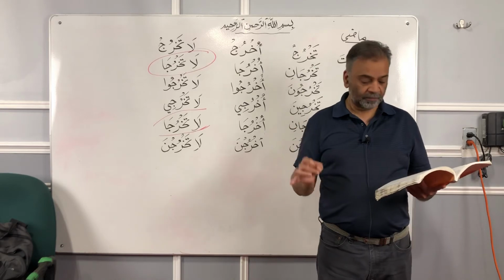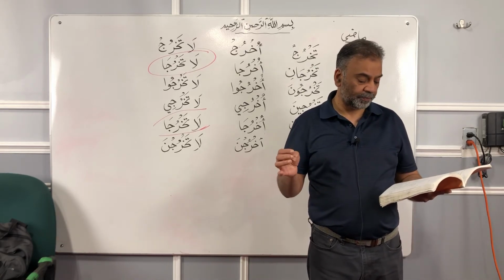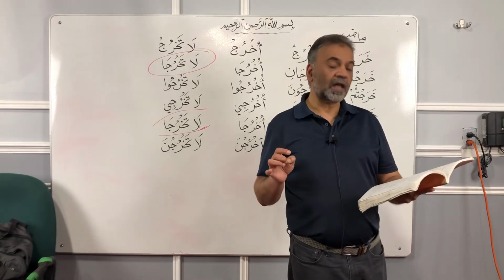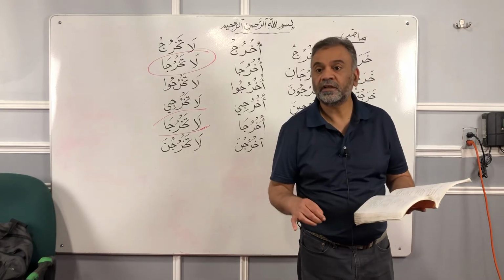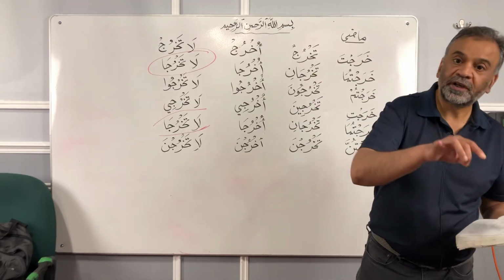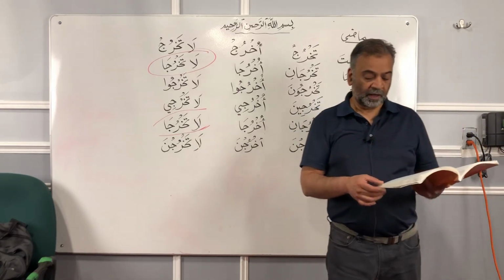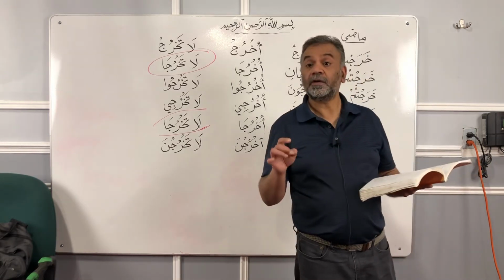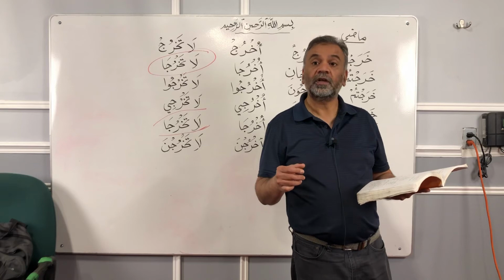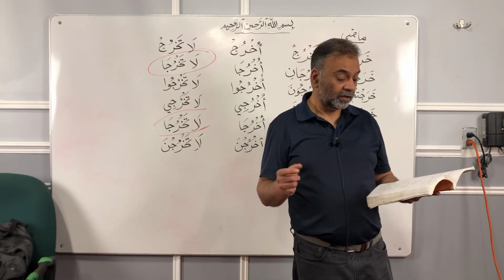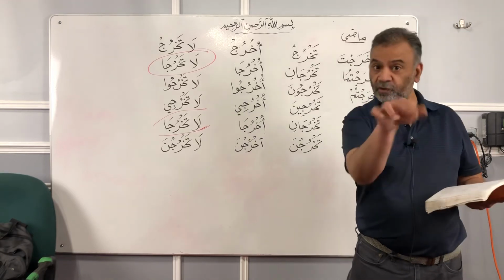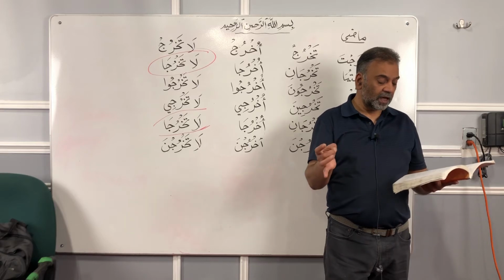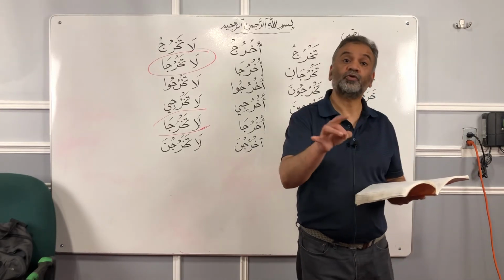Qala Usmanu lil mudiri. Usman said to the principal, rafa'a Yusufu yadahu. Yusuf raised his hand. Wa kada yadribuni, and he was about to hit me. Number 3, inqalabat sayyaratu Hamidin, the car of Hamid overturned, because of mudaf ilayh. Car of Muhammad overturned. Wa kada yamutu, and he was about to die.